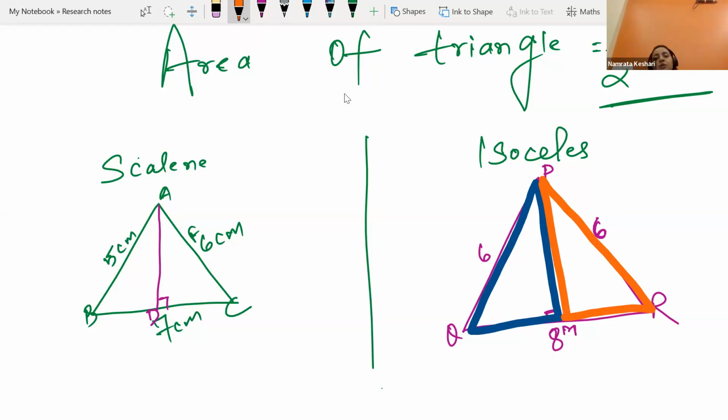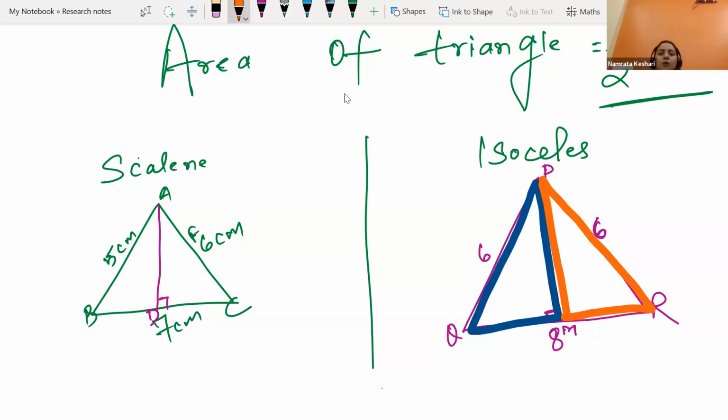Can we say these two are congruent with each other? We have just dropped an altitude, a perpendicular, a 90 degree altitude. Why? For finding the height. How to find the height? Don't know. But then we got to know these two triangles are congruent, right?